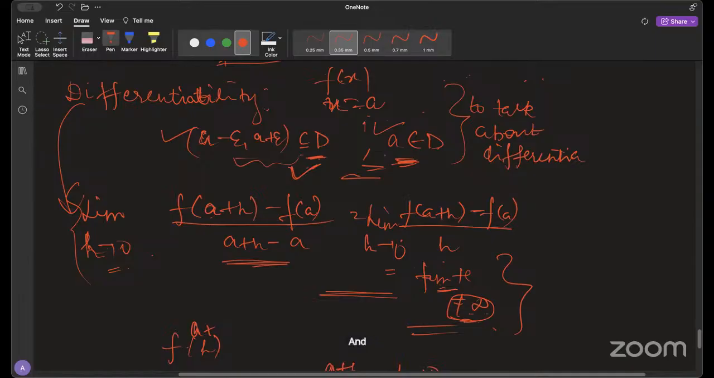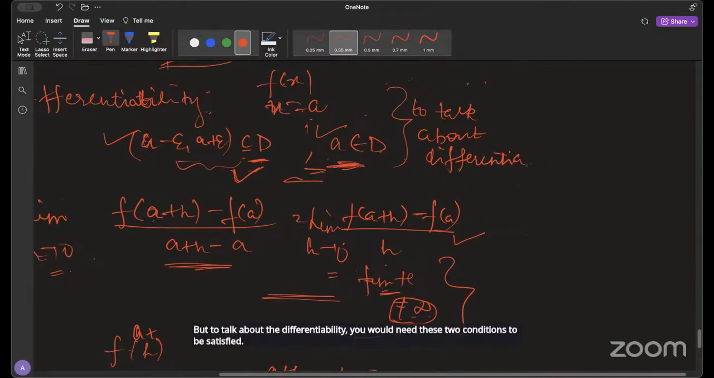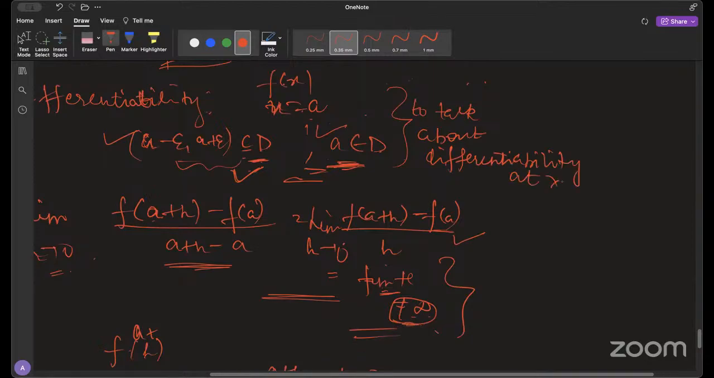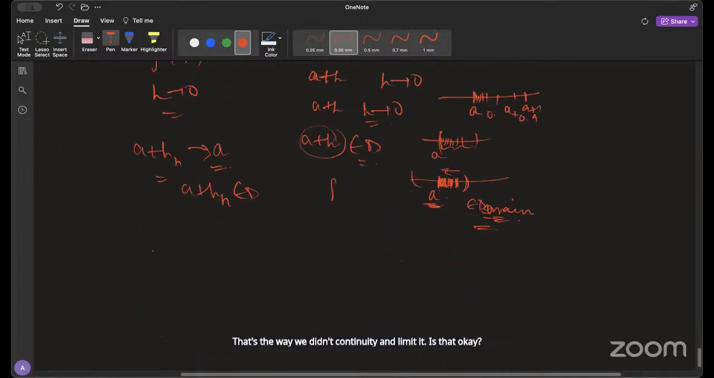And if these two conditions hold, then we can discuss the differentiability at the point a. Now it can be differentiable or it can't be differentiable. If this holds, then it is differentiable. If it doesn't hold, it's not differentiable. But to talk about the differentiability, you would need these two conditions to be satisfied, just the way we did in continuity and limit. Is that okay? Yes. Okay.